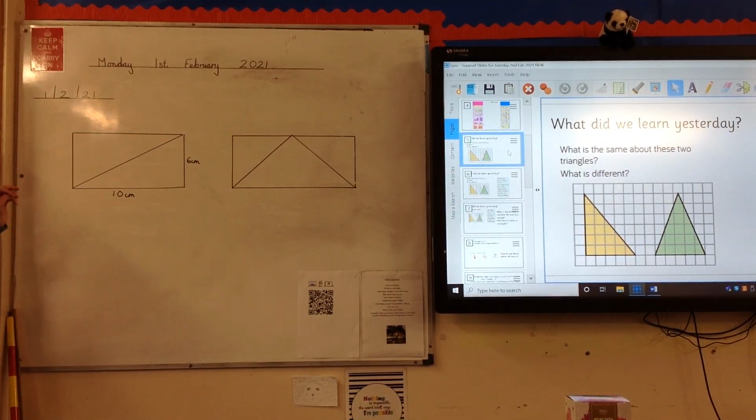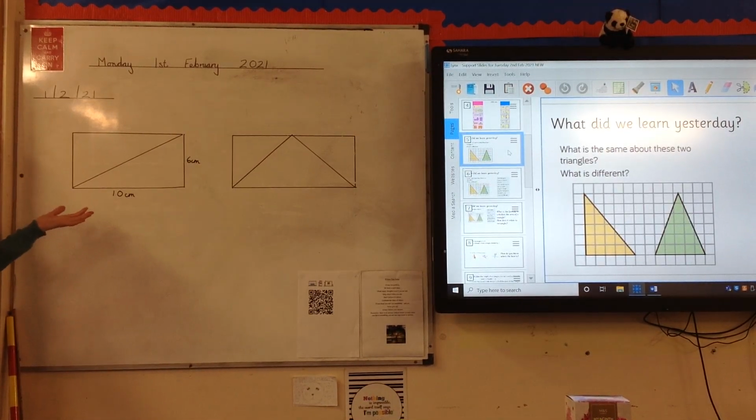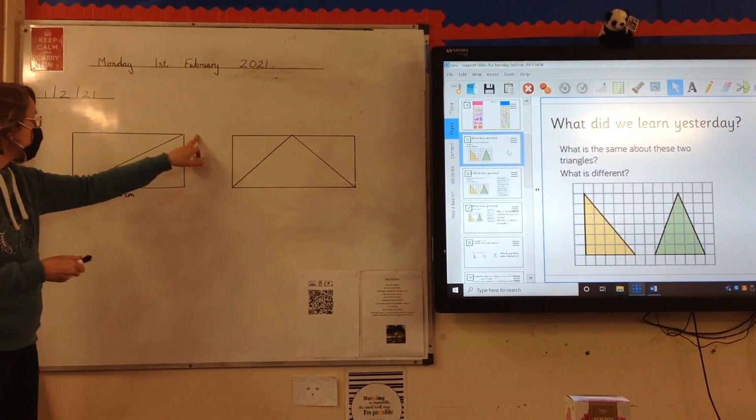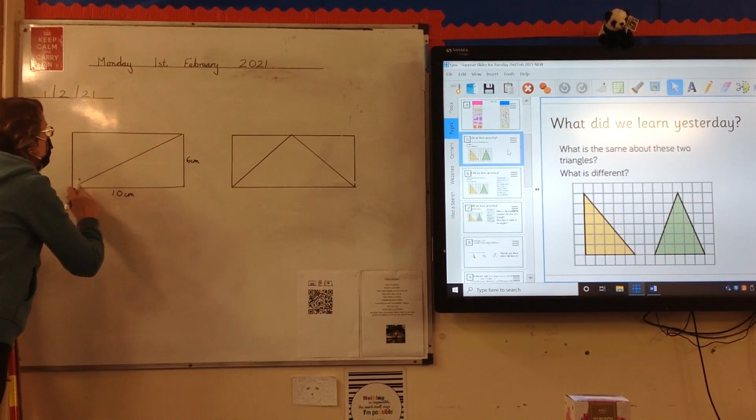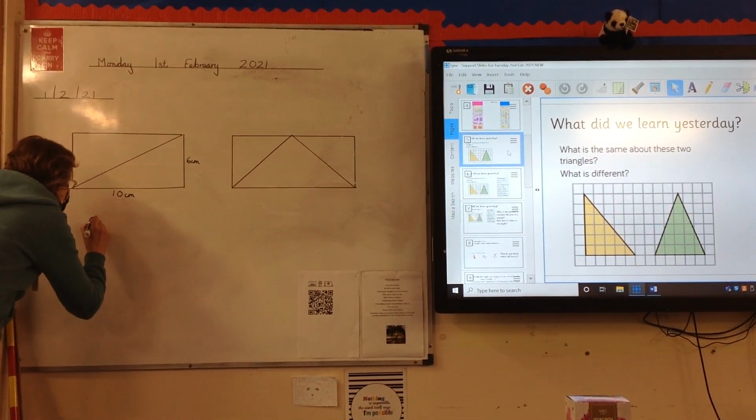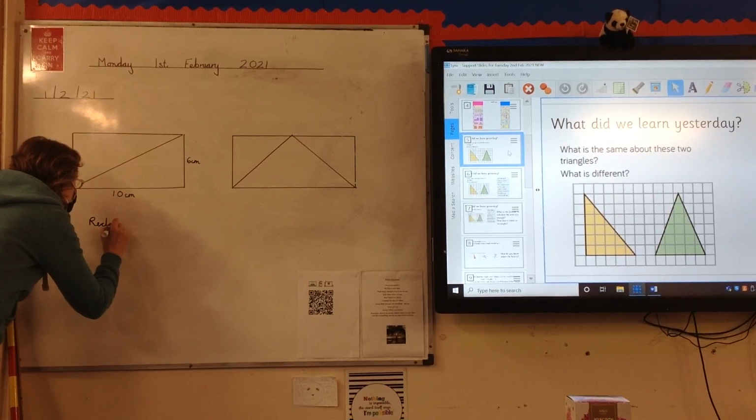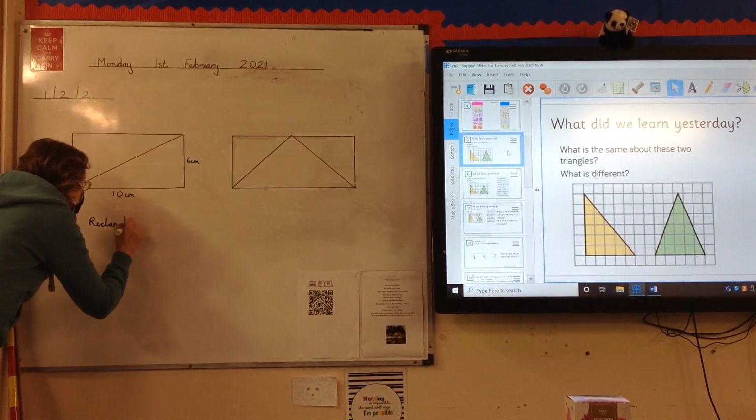Yes, length times width, which is 60 centimetres. Excellent. Area equals length times width. So we would multiply the 10 by the 6, and the area of the rectangle would be 60 centimetres square. So that's the whole thing.